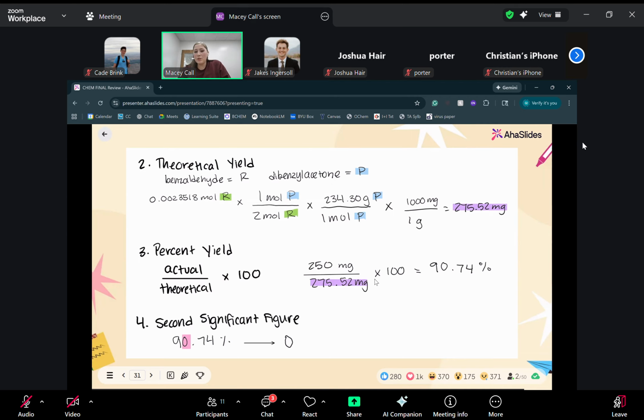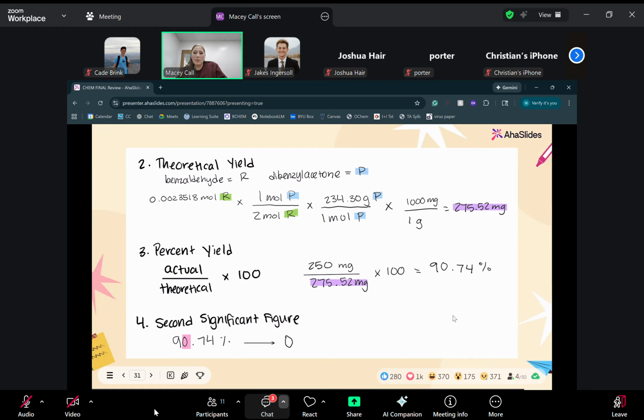And make sure that when you're comparing percent yield that you're comparing apples to apples again, right? I want to compare the same thing to the same thing. So if you want to compare milligrams to milligrams, that's great. Grams to grams, that's great. Moles to moles, that's great. Do not compare milligrams to moles, or grams to milligrams. That's not going to work out. You will get the wrong math. So just make sure that top and bottom, we have the same units, okay? And then I'm going to multiply that by 100 and I will get my percent yield. My percent yield is 90.74%.